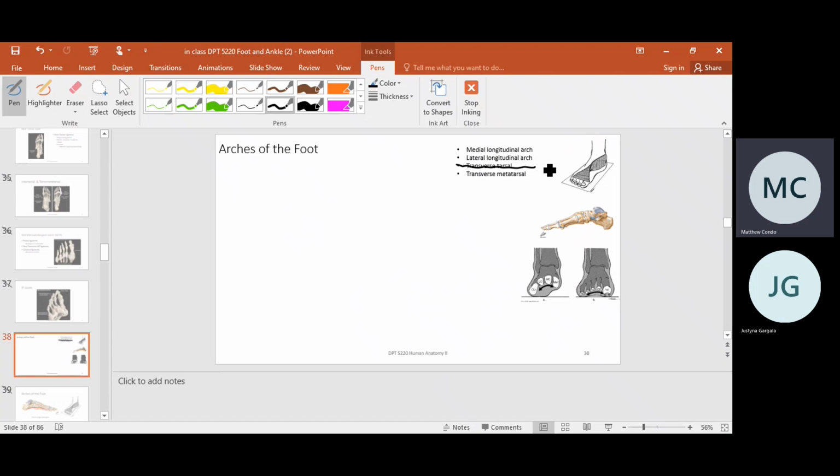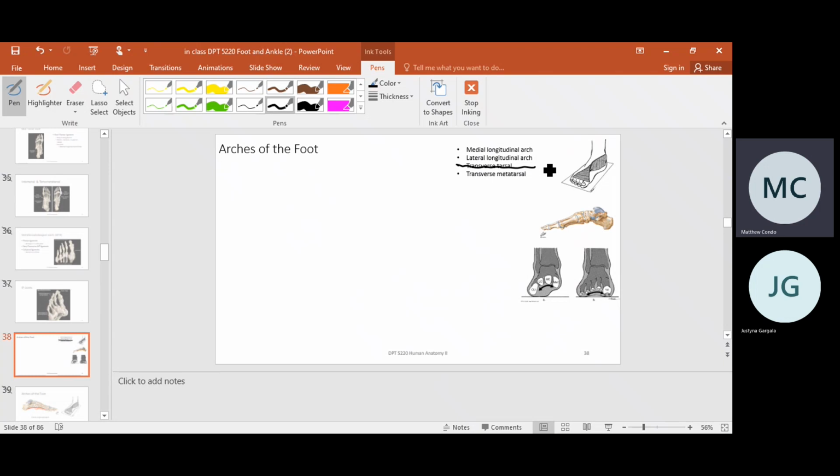The transverse metatarsal arch can be visible. To be quite frank with you, typically we have quite a bit of callus and skin buildup on the plantar surface of the metatarsal heads. And it's not the easiest to see.